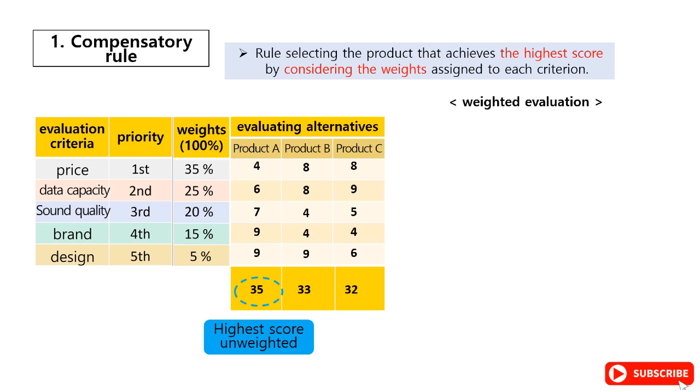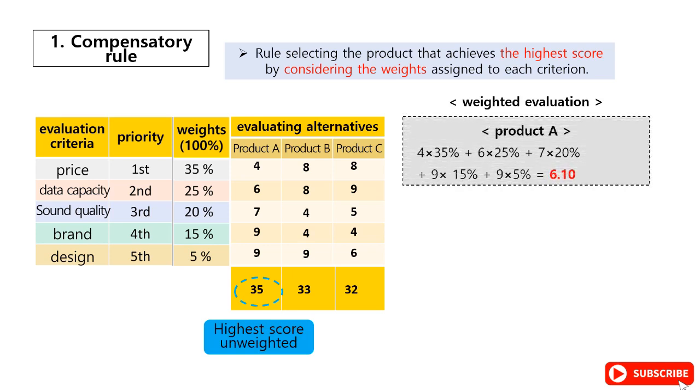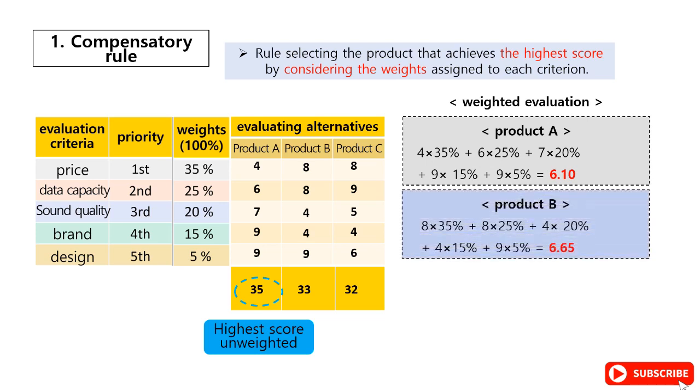Now, let's apply the weights. For A, 4 points multiply weight 35% plus, 6 points multiply weight 25% plus, 7 points multiply weight 20% plus, 9 points multiply weight 15% plus, 9 points multiply weight 5% equals 6.10 points. For B, 8 points multiply 35% plus, 8 points multiply 25% plus, 4 points multiply 20% plus, 4 points multiply 15% plus, 9 points multiply 5% equals 6.65 points.